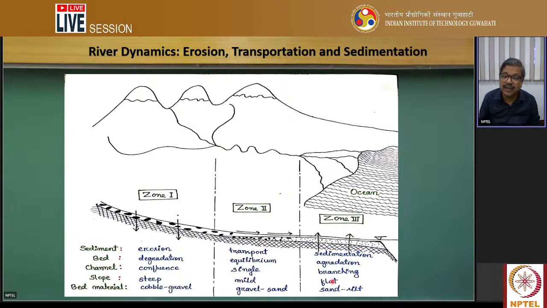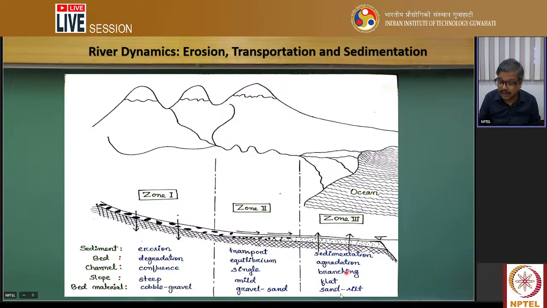And in zone 3 regions, you can see channel bifurcations will happen, river deltaic formations will happen, where sedimentation will start, the aggradation process will start, the river will be branching, and the slope will be very, very gentle, on flat slopes. And in this part, you can see sand and silt are the dominant part.